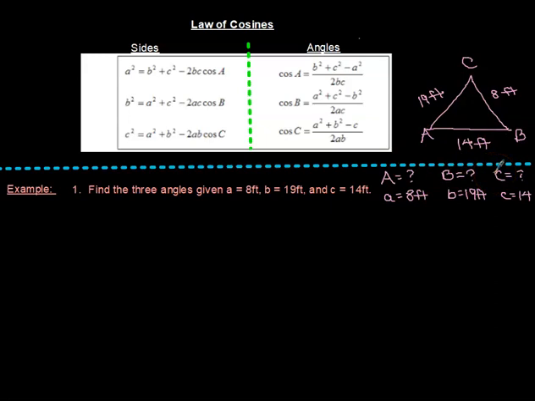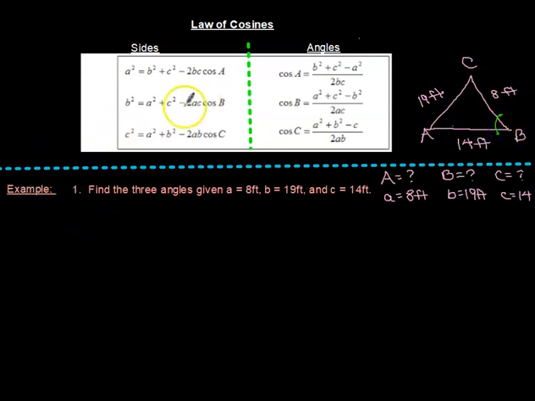However, which angle should I solve for first? So the rule of thumb is you always solve for the largest angle first. The largest angle is the one that's opposite of the largest side. So if you look at the given sides, B has the largest side of 19 feet. So that means I'm going to solve for angle B first.